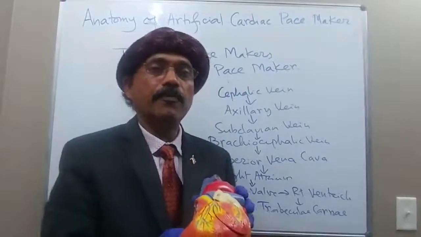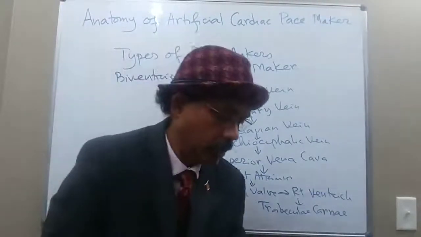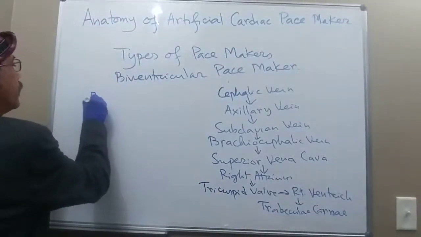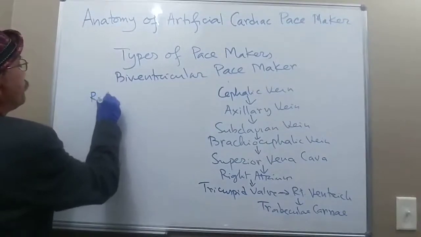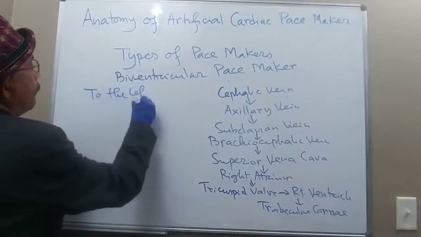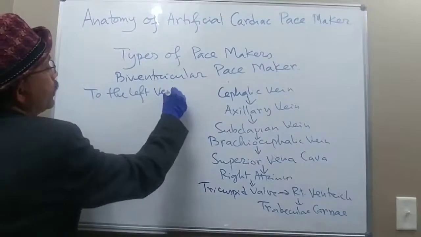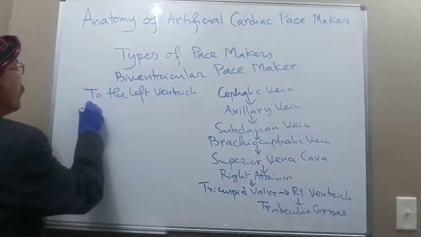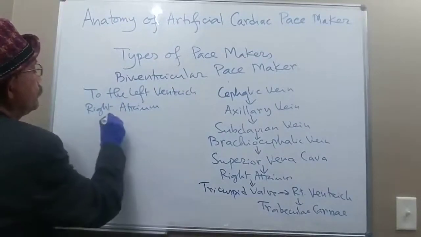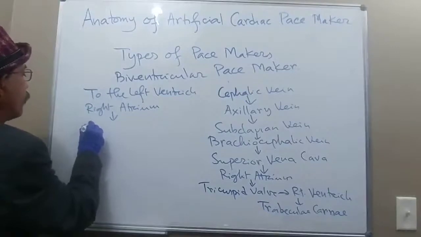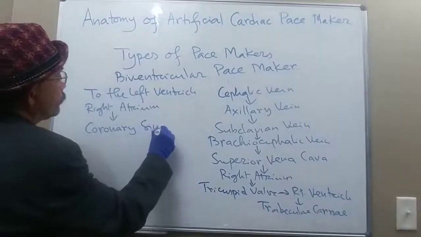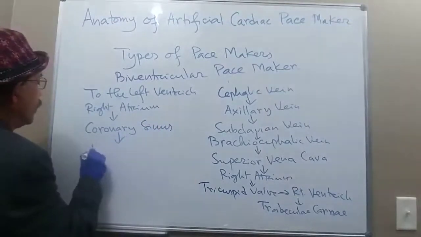Now, how can I go to the left ventricle? For the left ventricle, we can go from the right atrium to the left ventricle. How can I go there? From the right atrium, then through the coronary sinus, then to the left ventricle.